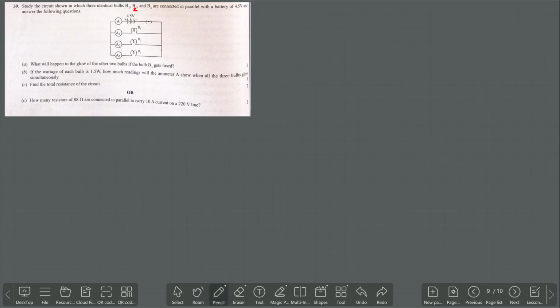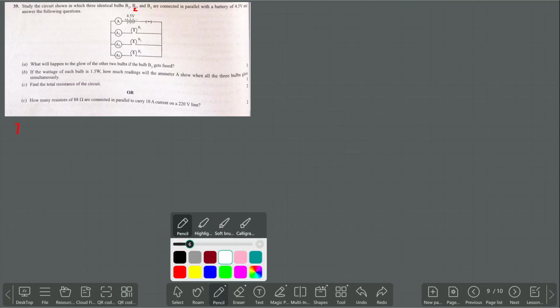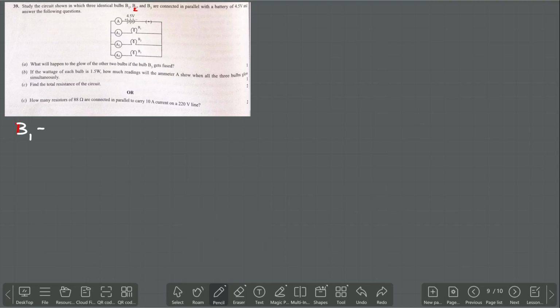So, totally 3 bulbs are there. Let us write it as B1 = B2 = B3 = B itself. The reason is all the 3 bulbs are identical, connected in parallel. So the combination is in parallel, and the battery value, that means the potential difference, is V = 4.5 volt.